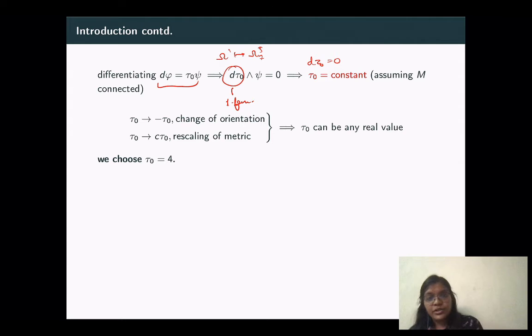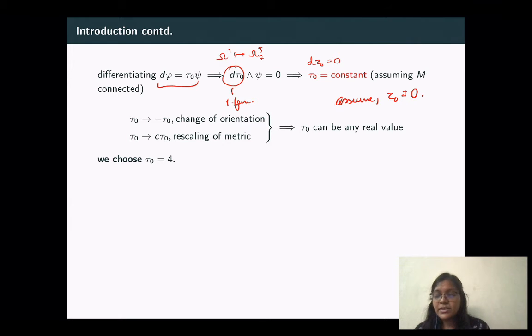But if there's torsion, then the holonomy is not inside the subgroup G2, and it's just inside the group SO7. So from now on, we will just assume that tau naught is non-zero. Whenever I say nearly G2, I am assuming tau naught to be non-zero. Since tau naught is non-zero, we can actually scale it to any non-zero real number.